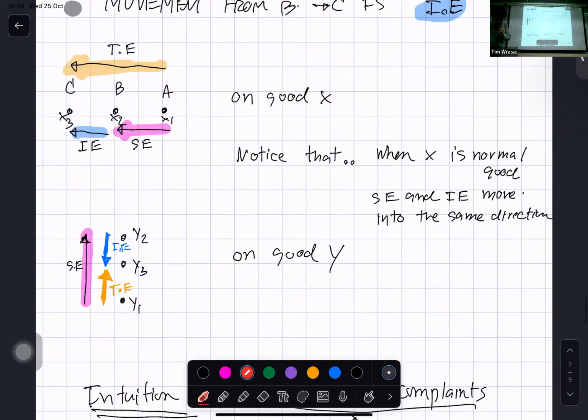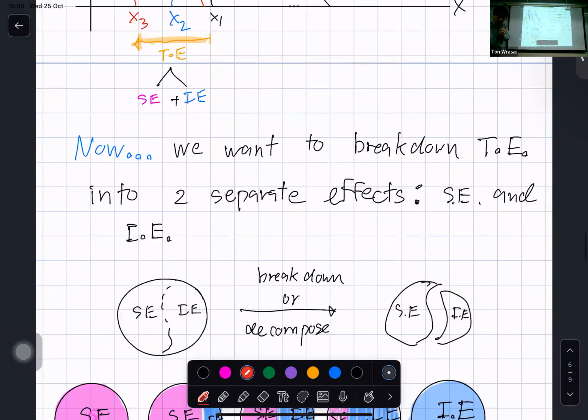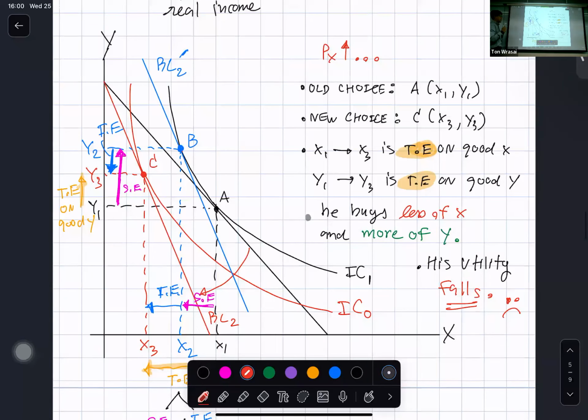In the picture, we do this. And I'm going to explain why this blue line helped. First, this guy is at point A. He is quite happy on IC1 already before the thing changed. Now bad news comes. Pizza becomes more expensive. The budget line rotates inwards to BL2. He ends up with basket C, a lower utility level.